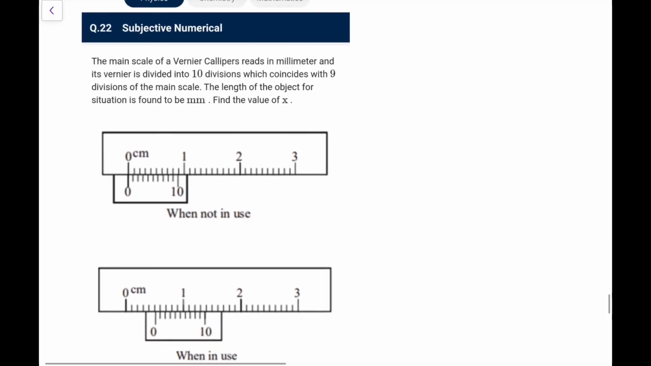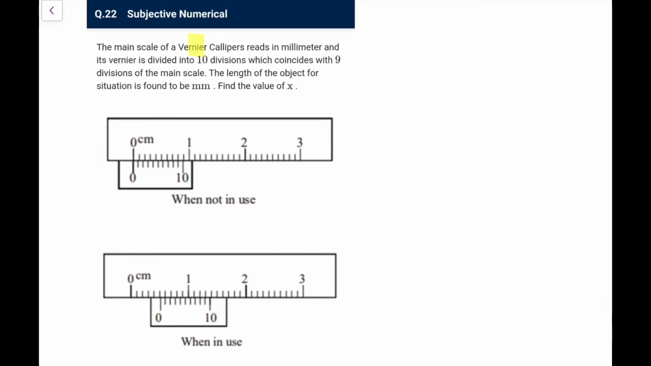Next, this is the vernier. Okay, after many days I am seeing this vernier. The main scale of a vernier reads in millimeters, and the vernier is divided into 10 divisions, which coincide with 9 divisions. That is the standard one. The length of the object is found to be x in mm. Find the value of x.